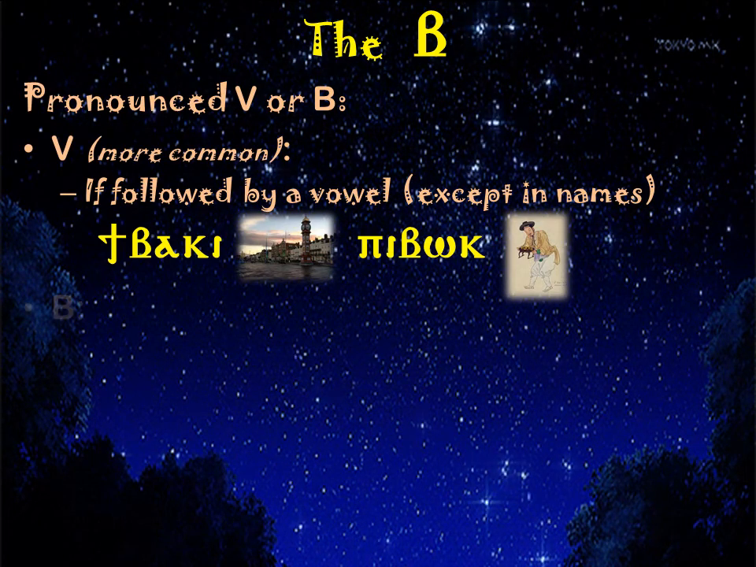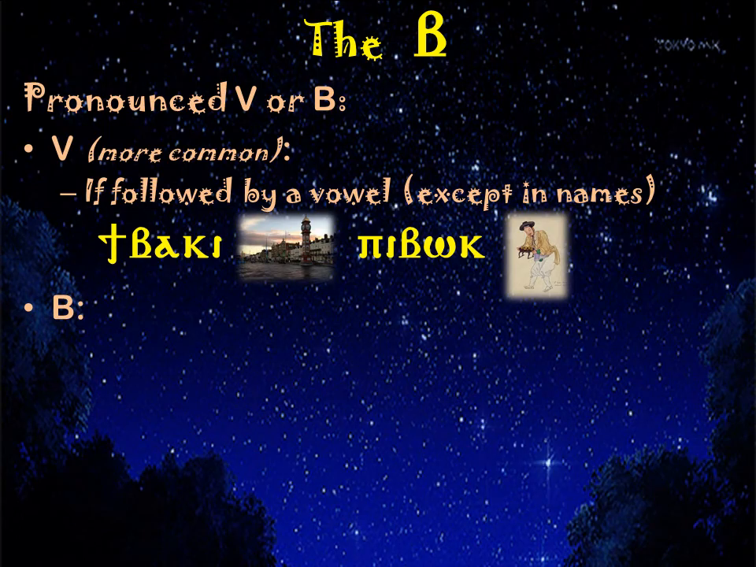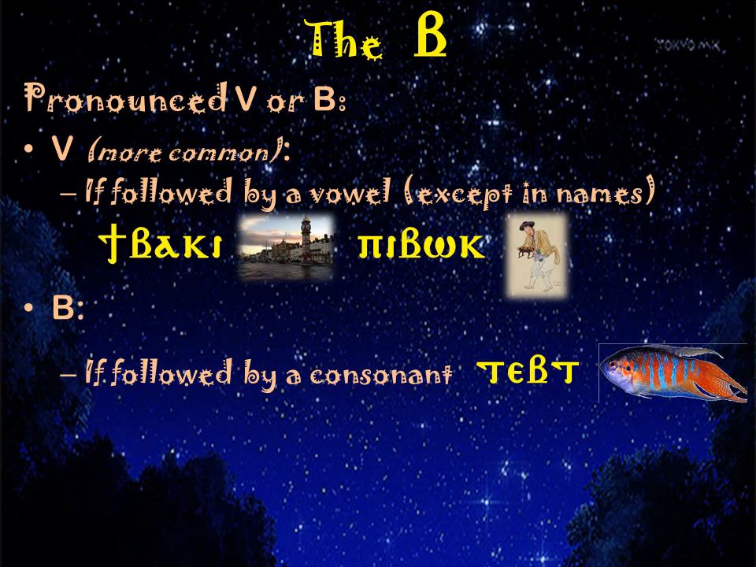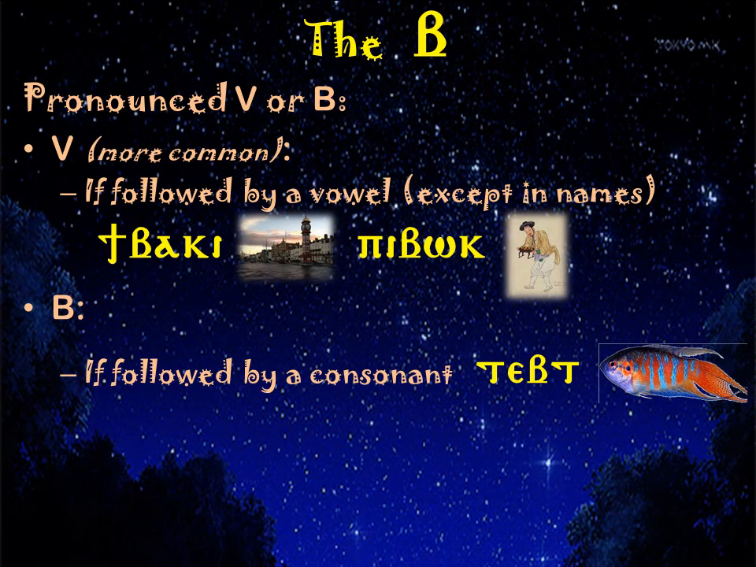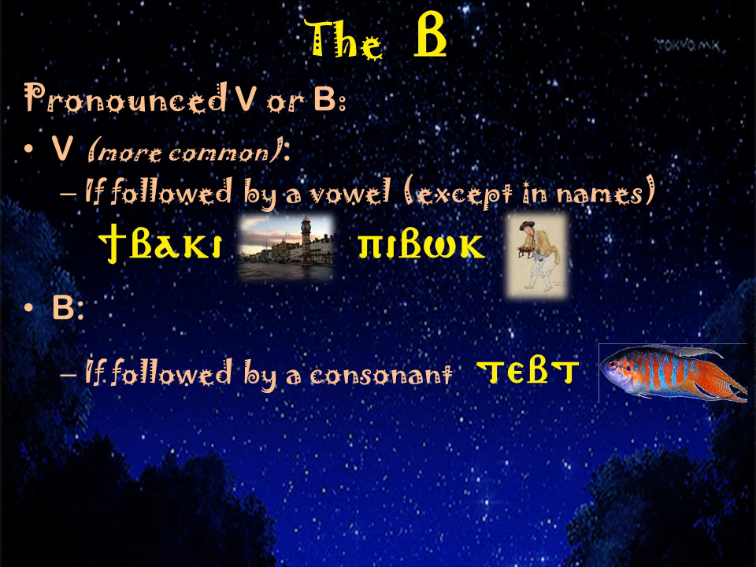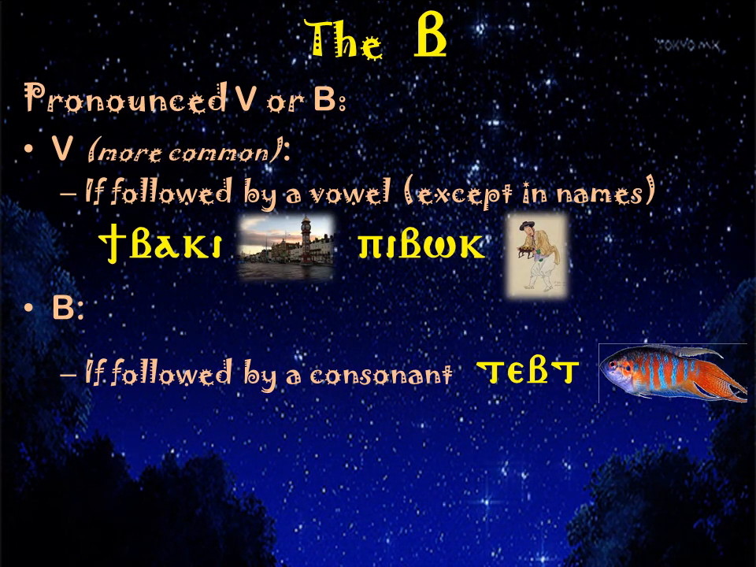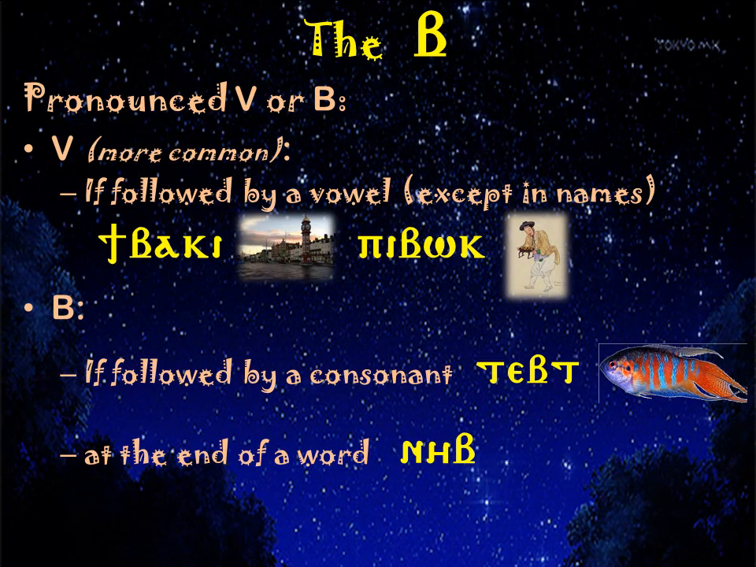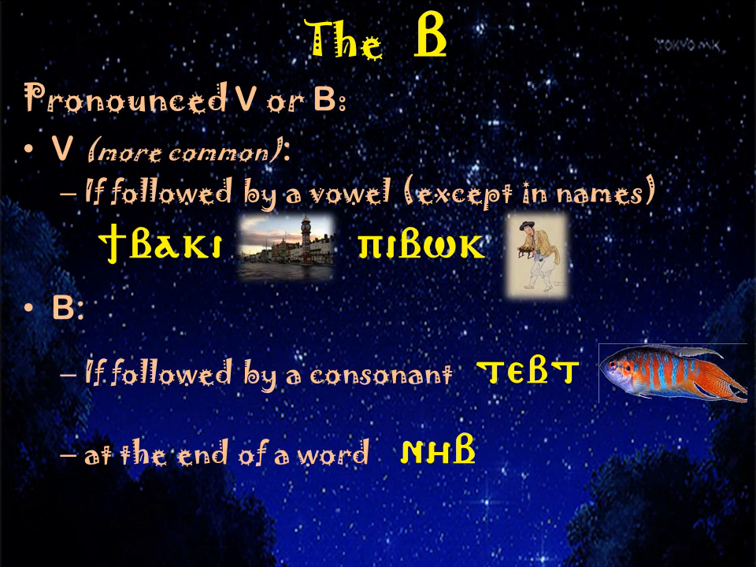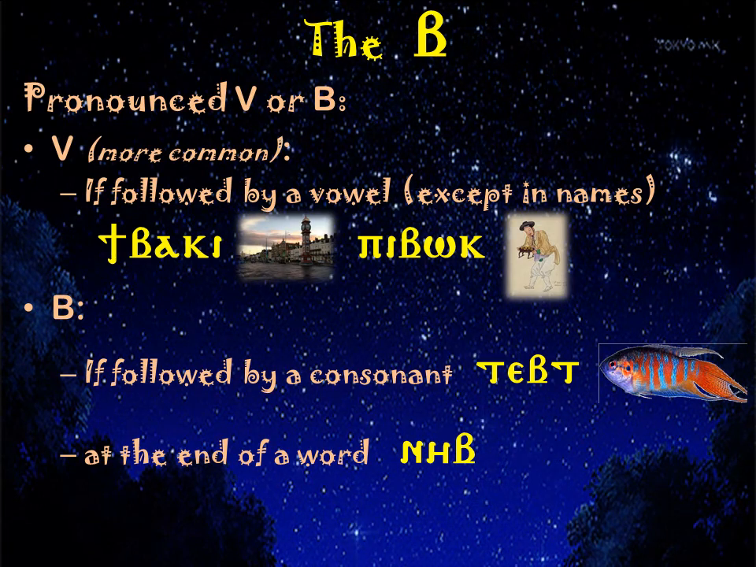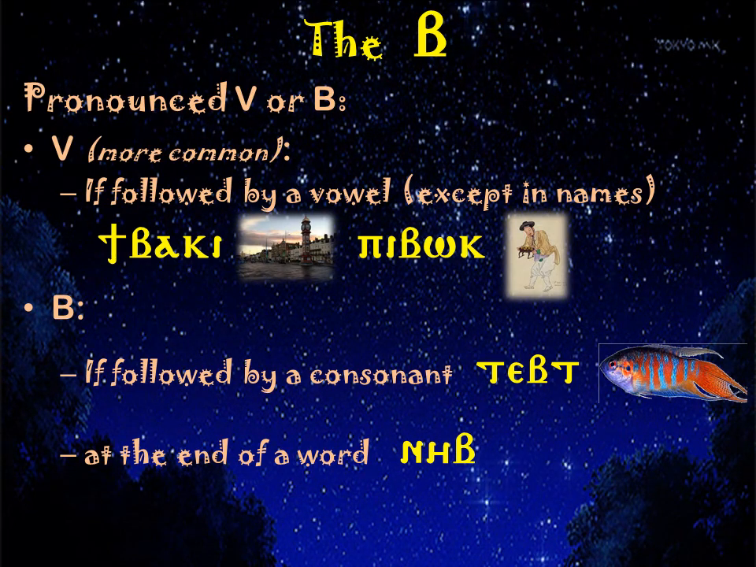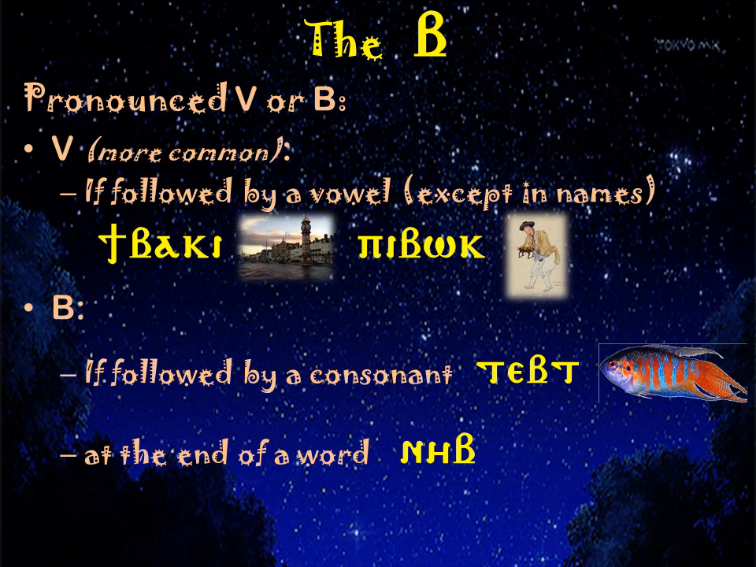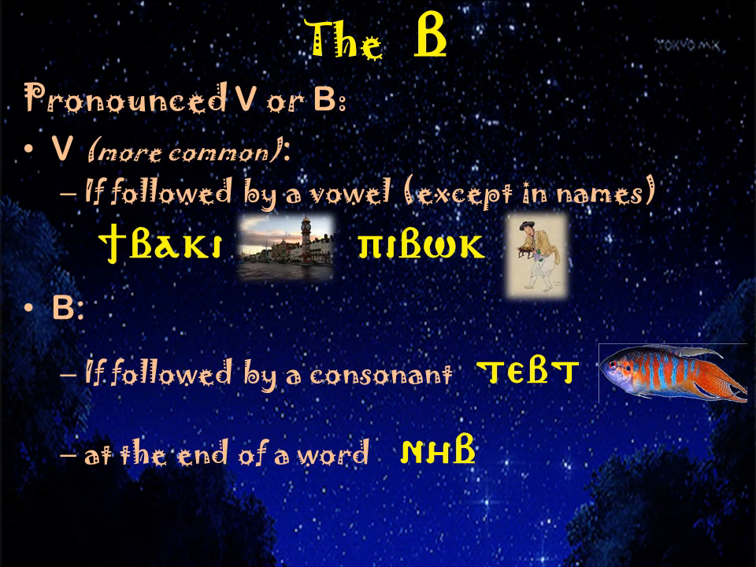All right, so that's when the Vita is pronounced as a V. When is it pronounced as a B? Anything else. If followed by a consonant, like the word tept. All right, because after the Vita there is a consonant, so it is tept. Okay, or at the end of a word, like nib. Tept is fish, sorry. Nib is master. All right, so which means that if it is not followed by a vowel, so if it is followed by a consonant or nothing, it's pronounced as a B rather than a V here.